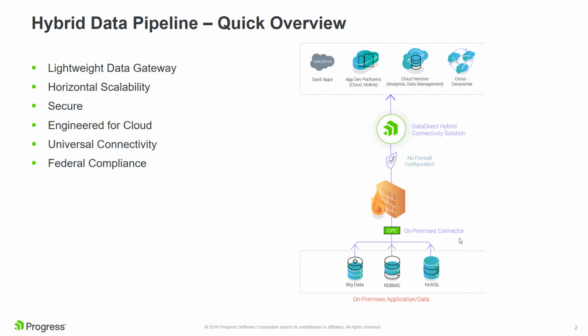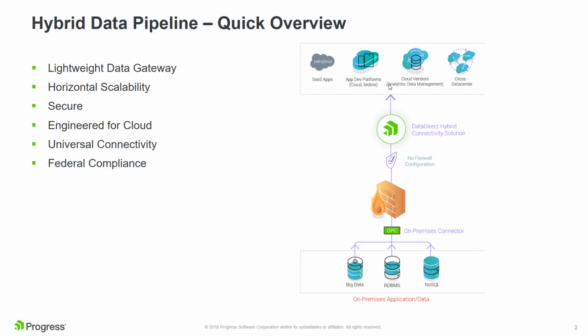Second, the on-premises connector or the data gateway, which enables the Hybrid Data Pipeline to establish a secure connection from cloud to an on-premises data source without requiring a VPN or SSH tunneling. Unlike them, our technology is engineered for the cloud to include a scalable architecture, access management, security, and data compression.